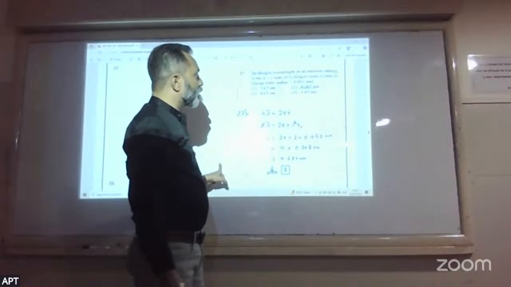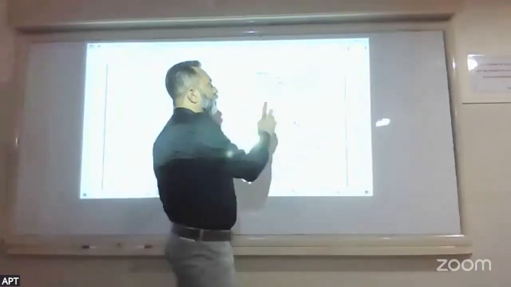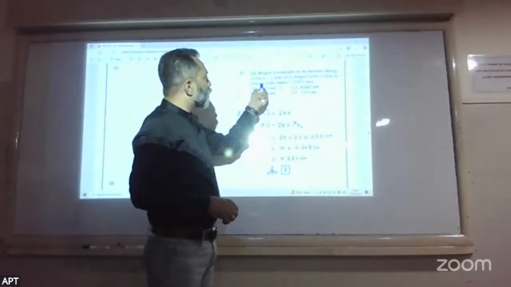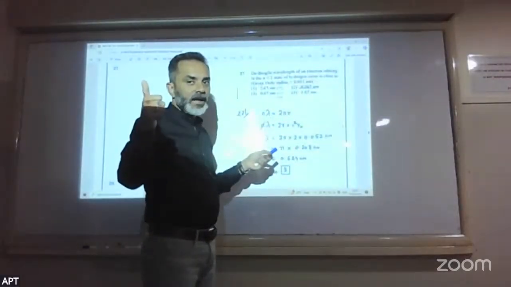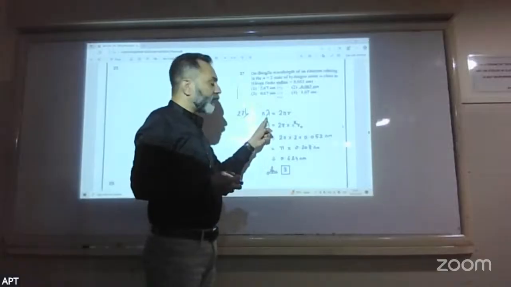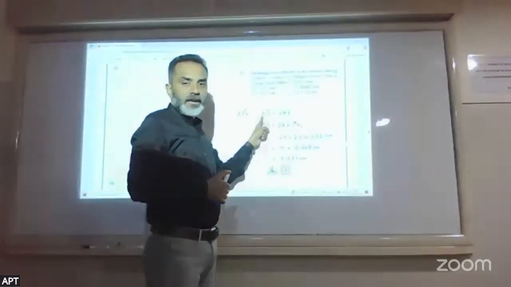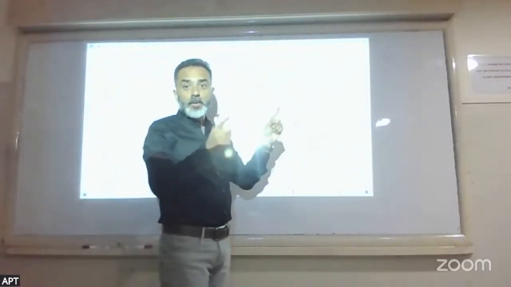Next, a simple question, de Broglie hypothesis. The de Broglie wavelength of an electron orbiting in the n is equal to 2 state of hydrogen atom is close to... n is equal to 2 is given and I am supposed to get the de Broglie wavelength. So we know that when the electron revolves, the wavelength associated with that will satisfy n lambda equal to 2 pi r. It should satisfy this condition, right? Number of loops should be an integer.